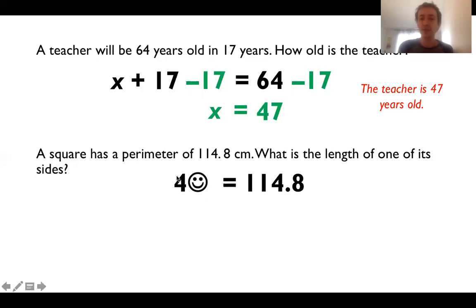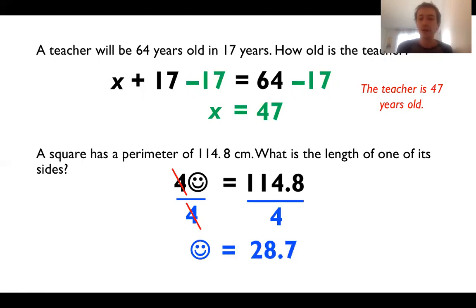Because I'm multiplying it by 4, the opposite of multiplying by 4 is dividing by 4. That means I've got to divide this side by 4 as well. These 4's go away, and I'm left with just the smiley face by itself, which is what I wanted. That is going to come out to 114.8 divided by 4. I get 28.7 centimeters. Yes, you are allowed decimals in algebra. There's nothing wrong with that.